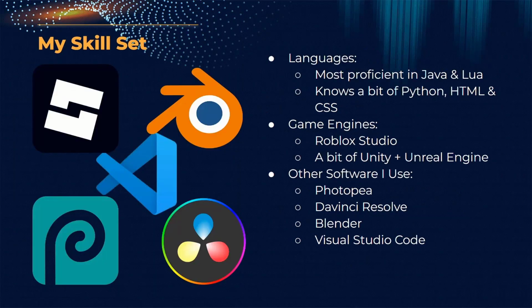In terms of my skill set, the programming languages I know best are Java and Lua, but I also know a bit of Python as well as a small amount of HTML and CSS for web development. For game engines, I'm the most proficient with Roblox Studio, where I have around 5 years of experience developing on the platform. However, I have also tried a tiny bit of Unity and Unreal Engine in the past.